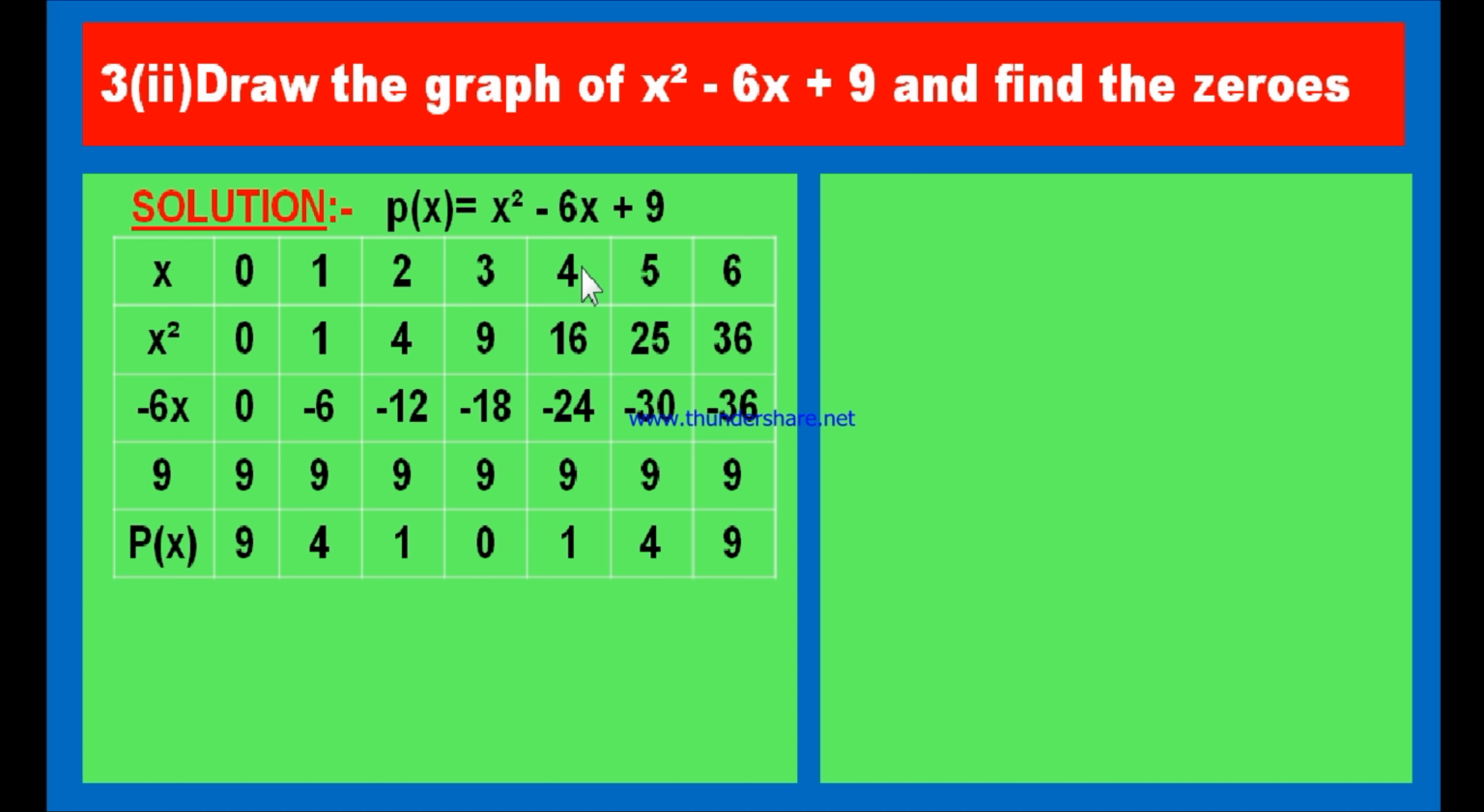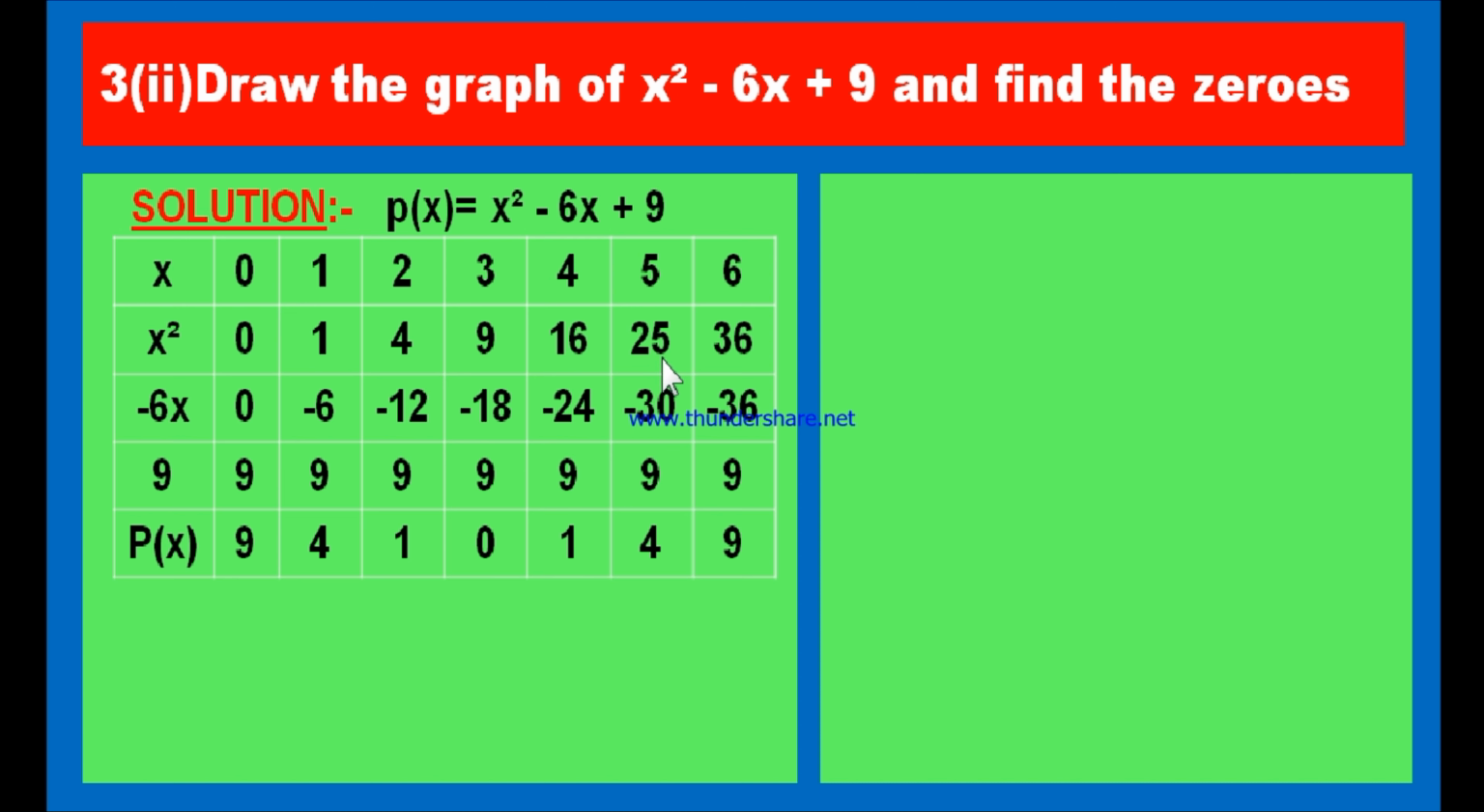Next, substitute x is equal to 4. X square, 4 square is 16. Minus 6 into 4 is minus 24. And this is plus 9. 16 plus 9 is 25. 25 minus 24 is 1. Next, take x is equal to 5.